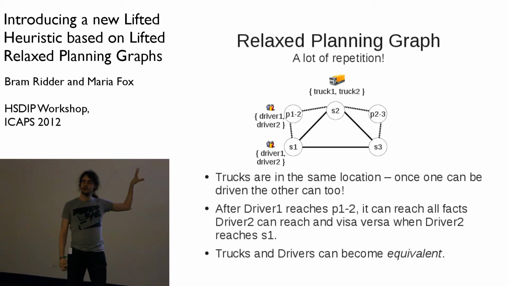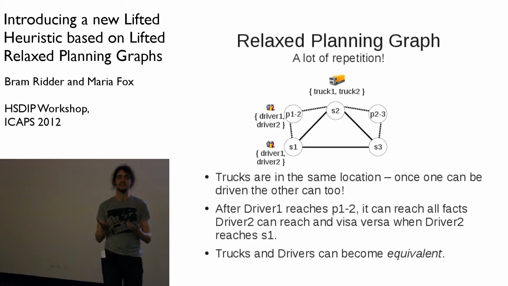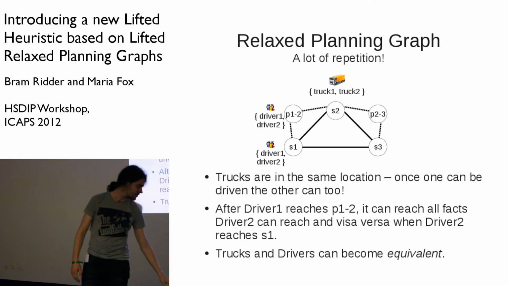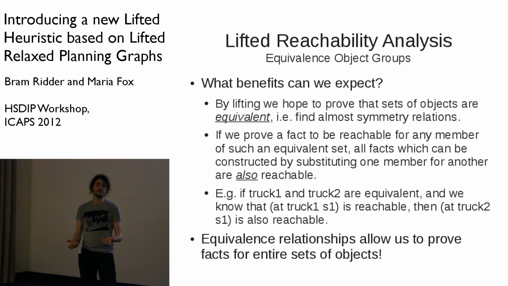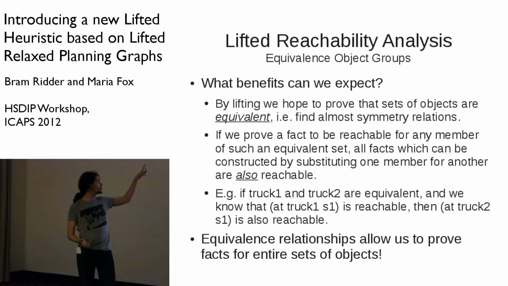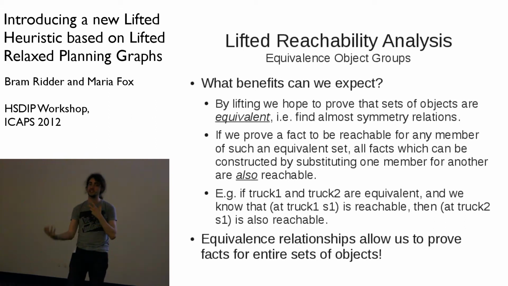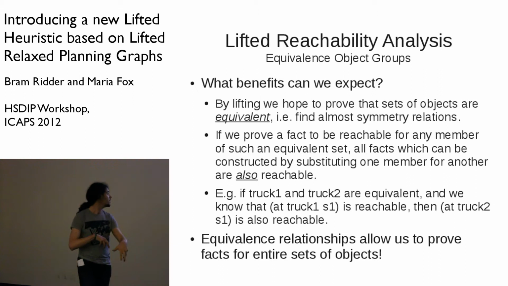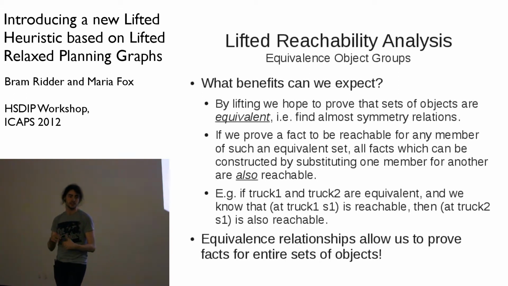So given any problem instance, we're looking for these equivalent objects, and by treating them equivalently, we lift these objects and treat them as sets of objects instead of treating them individually. During the construction of this relaxed plan graph, we look for these equivalent objects, and we say two objects are equivalent if both of them can reach each other's initial state. What we're trying to get from this is a shorter relaxed plan, because we can treat equivalent objects as sets of objects.